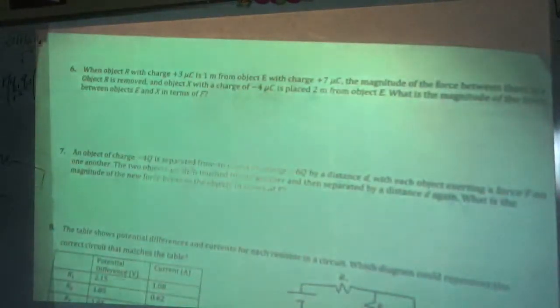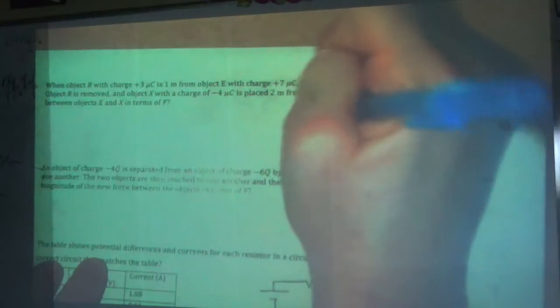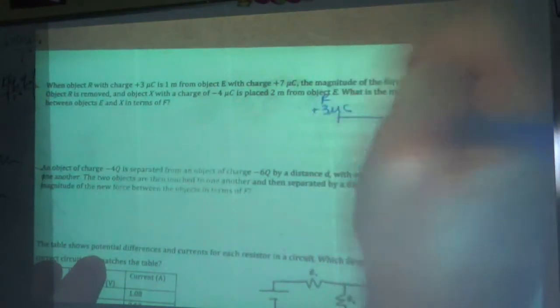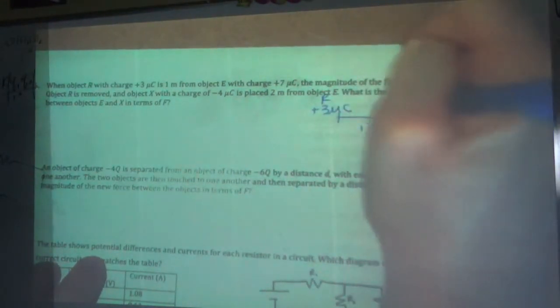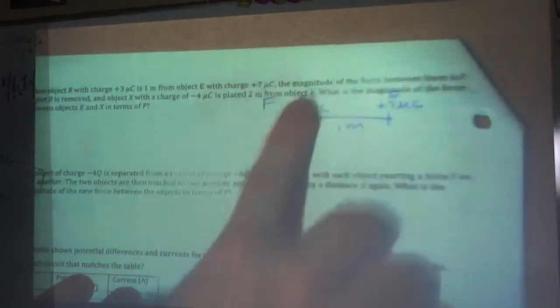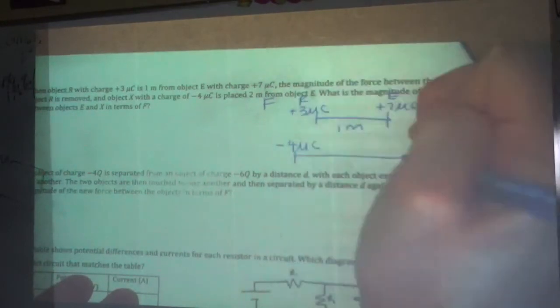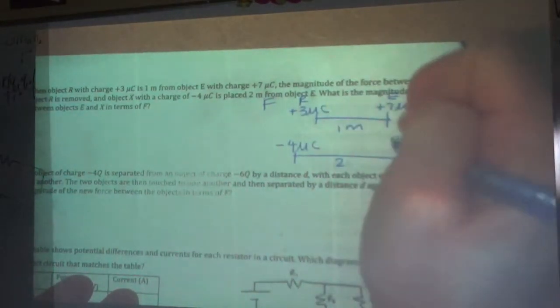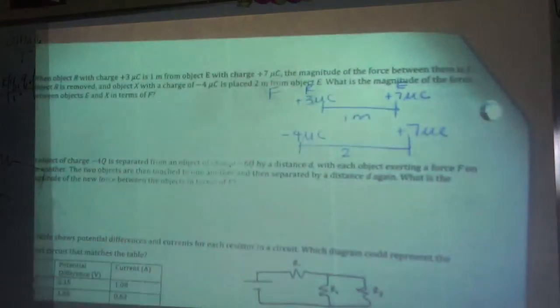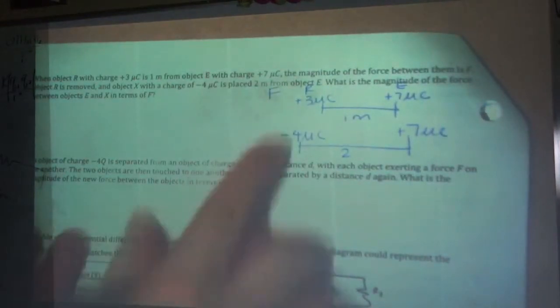So we've got R, which is +3 microcoulombs, 1 meter from E, which is +7 microcoulombs. They have a force F between them. R is removed, and X, which is -4 microcoulombs, is placed 2 meters away, and it's still next to E, which is still +7. So I'm going to do what would happen.